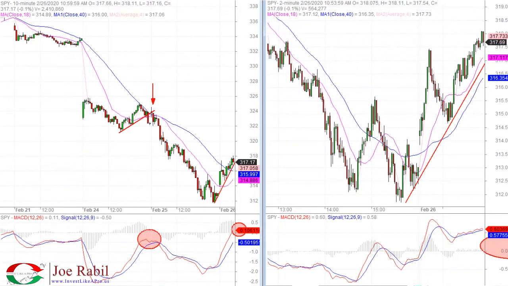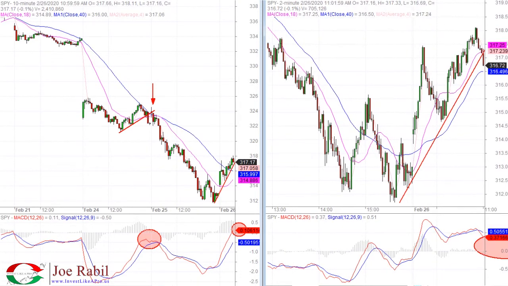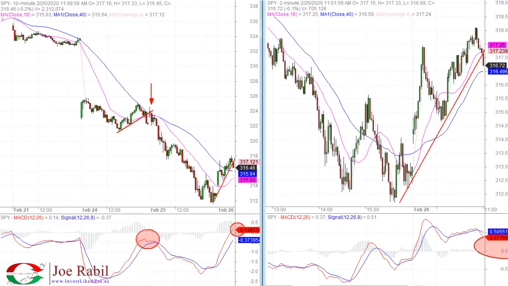And you can see we got a little bit more follow through. But the MACD line has not made any more progress. And so we just keep watching. And now we get a trend line break. Let me just bring the 10-minute up to date. So we've got a 10-minute showing a break of the trend line. We've also got the 2-minute doing the same thing.